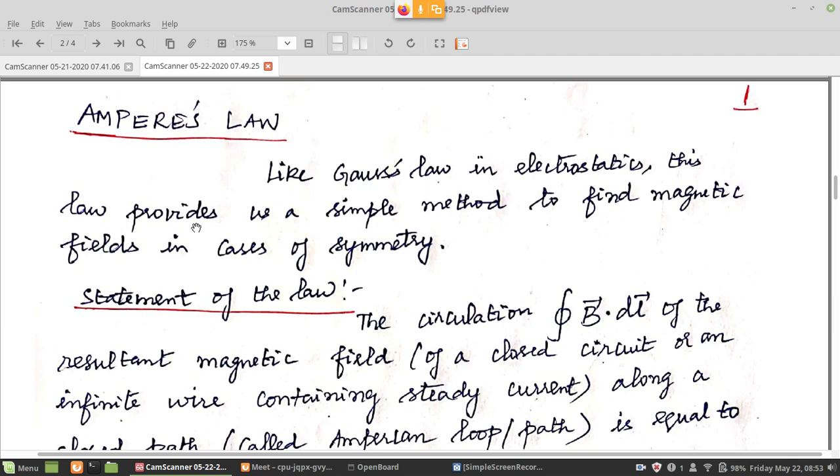Otherwise we have to do direct integration. We know the Biot-Savart law now. We know how difficult it is to calculate the magnetic field in many cases. We have to just integrate, and there are many steps there. Here it is simple, a 2-step process generally, just like Gauss law.